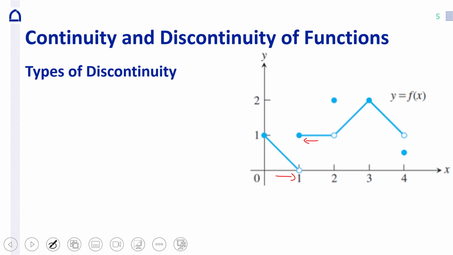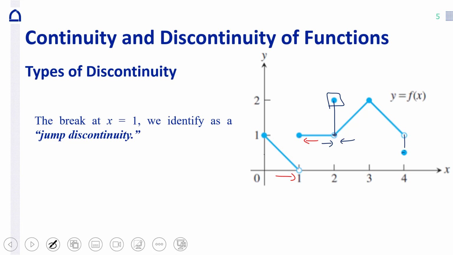But at x equal to 2, the left limit equals the right limit equals 1, but the value of the function is 2. So if you make the value of the function 1, you will satisfy the condition of continuity. The right limit equals the left limit, so the limit exists and equals the value of the function. Also here, you have a problem with the value of the function, which is roughly half. So if you make the value of the function 1, you remove the discontinuity.